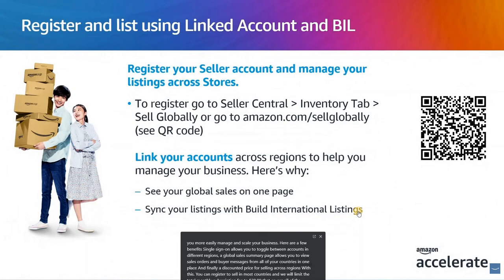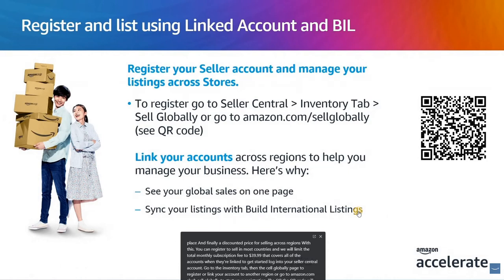To get started, log into your Seller Central account, go to the Inventory tab, then the Sell Globally page to register or link your account to another region. Or go to amazon.com/sellglobally to start your registration. The QR code will also take you there.